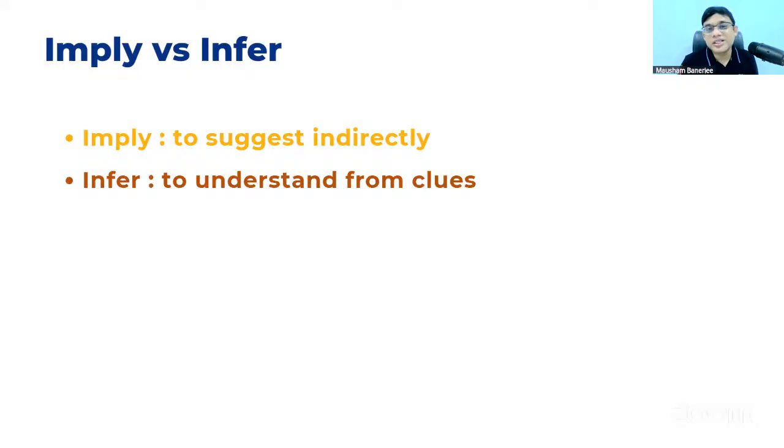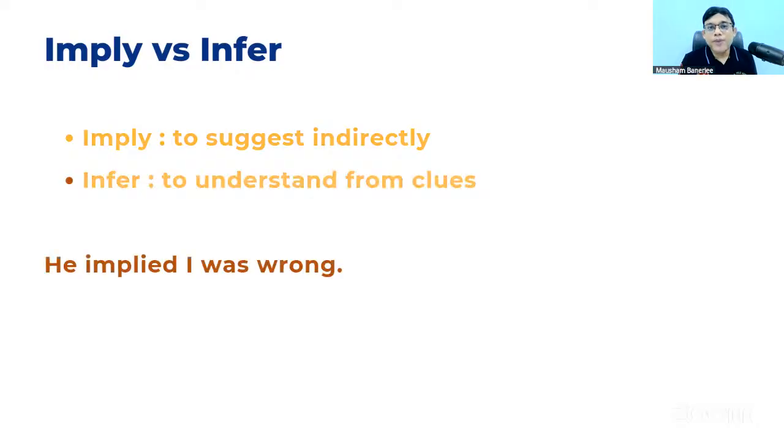Infer means to understand from clues. It means you deduce something from certain events. That is called inference. He implied I was wrong. So without stating it very openly, he gave me a signal that I was wrong. Implied means suggested indirectly that I was wrong. He's not saying it openly, that Mr. Banerjee, you are wrong. He's just suggesting it indirectly.